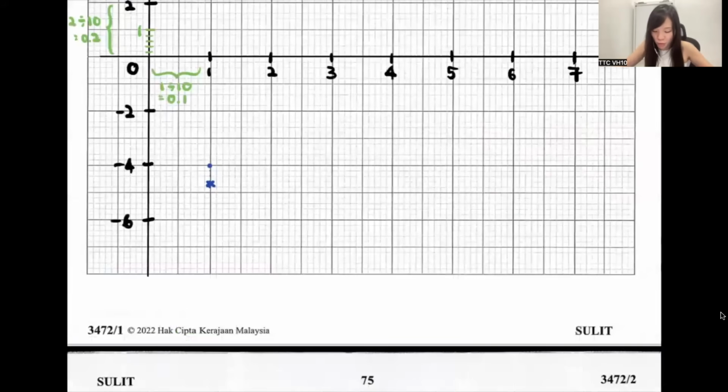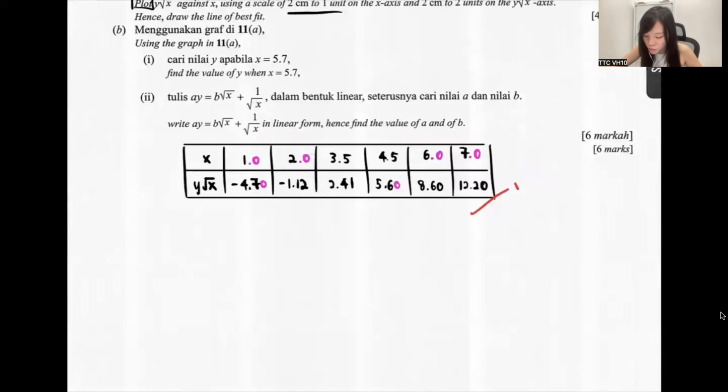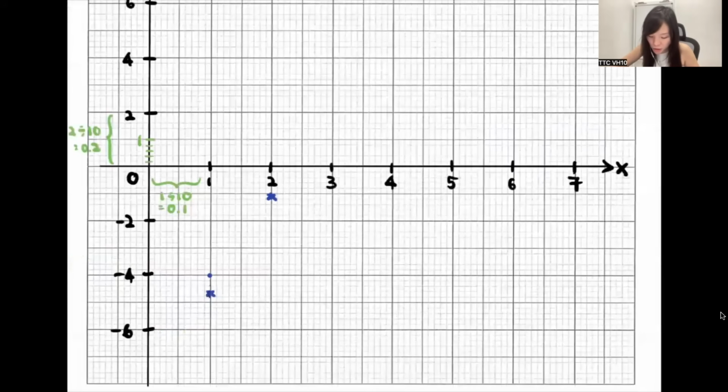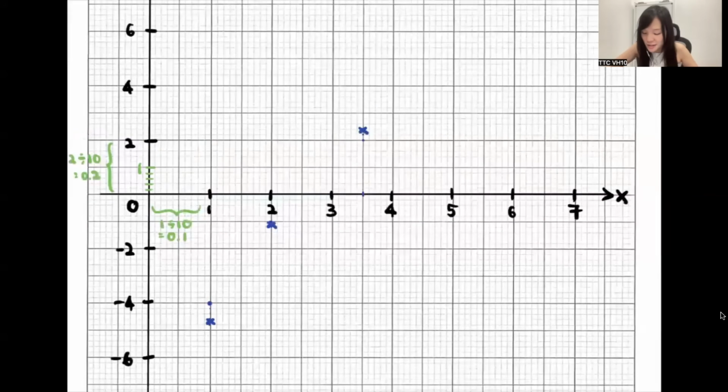2, -1.12. 2 is here. -1 is here. This is -1.2. -1.12 is at -1 like that. So it's like -1.1 like that. So it's in between -1 and -1.2 there. Okay. Next one. 3.5, 2.41. 3.5 is here. 2.41. Here is 2, 2.2, 2.4. 2.41 is very near to 2.4. So I draw that. Okay. Next one.